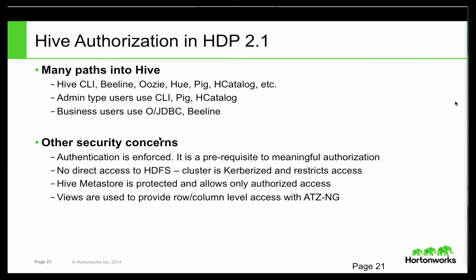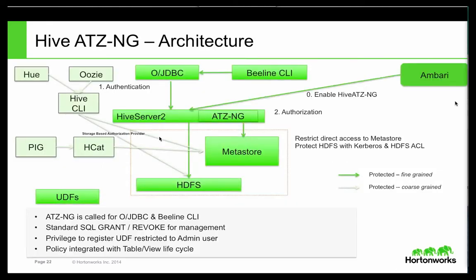So with the Hive authorization that we'll talk about, the next generation, as in any security system, authorization is only meaningful after authentication is done. So that's a prerequisite. It also ensures that the end user does not have direct access to HDFS. The cluster is Kerberized and restricts access. Hive Metastore is protected. And views are what is used to provide row and column level access. So let's look into different paths into Hive authorization, or actually Hive. The way to enable Hive authorization is with Ambari, you can configure Hive server to have Hive authorization enabled, and then calls coming through JDBC or ODBC or through Beeline CLI go to Hive server 2, and Hive authorization is embedded in it.